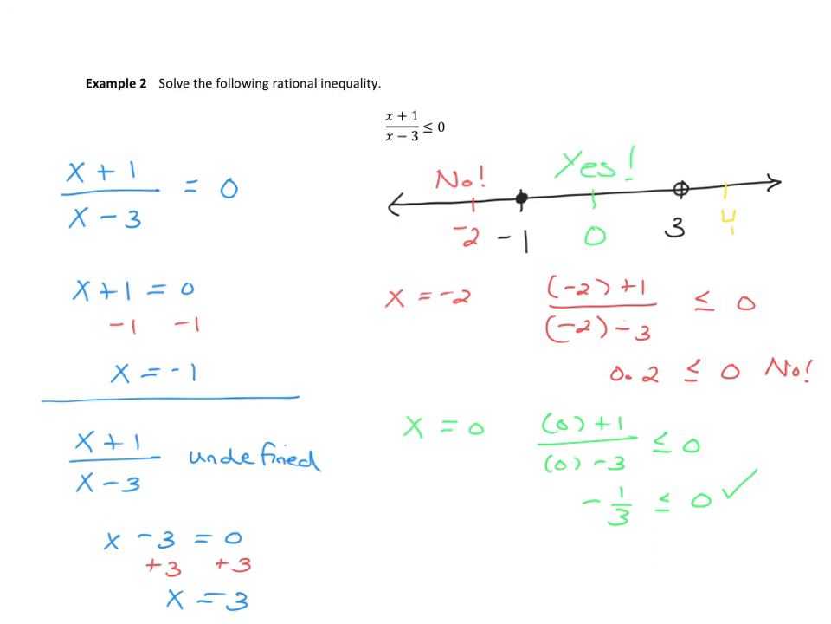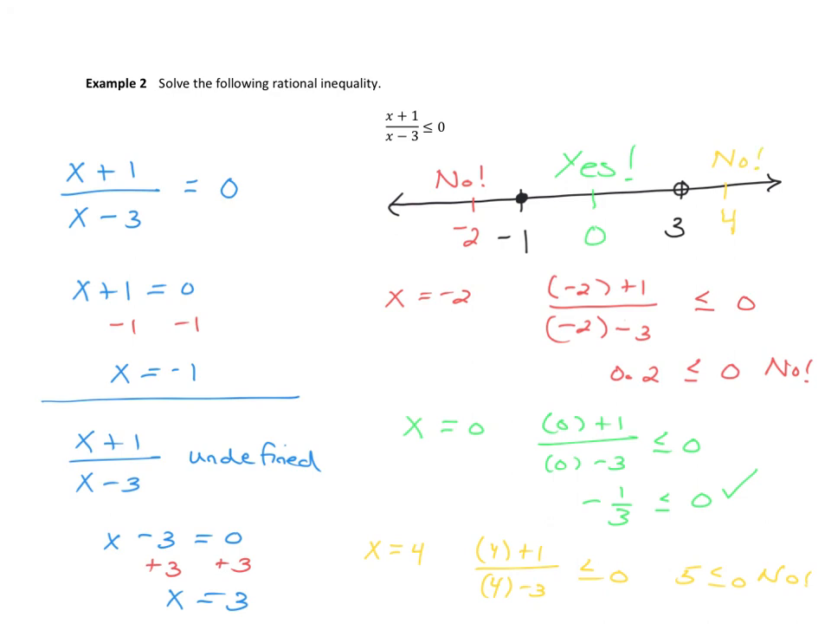And then the last one is, I want to check x equal to 4. That is (4 + 1)/(4 - 3). Is that less than or equal to 0? I don't think so. That's 5. So 5 is definitely not less than or equal to 0. So no, I don't want that.